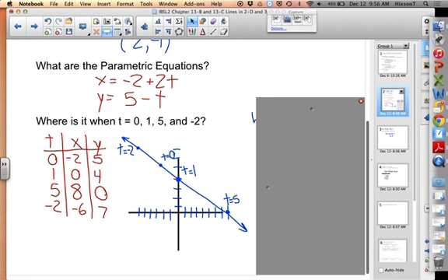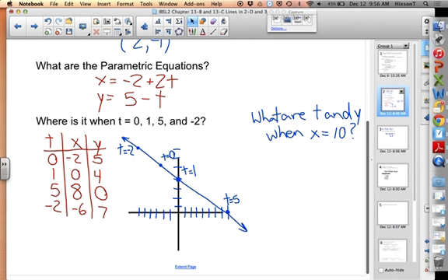Alright, so what's kind of cool about this is we're dealing with 3 dimensions, just a little bit different way of dealing with 3 dimensions. Now, we can also use this to figure out something like this. Hey, I want x to be 10. What time is that going to happen? And what y value am I going to have when that happens?